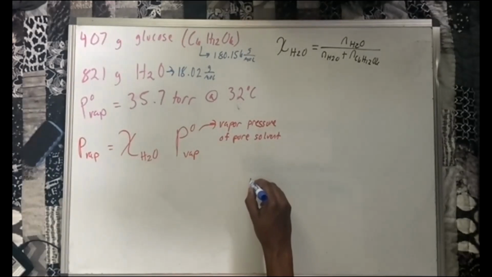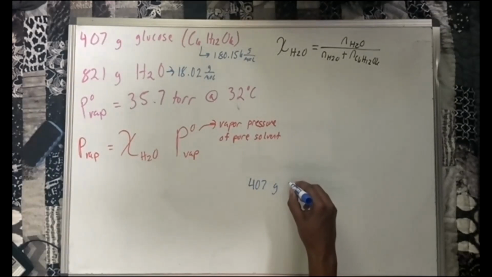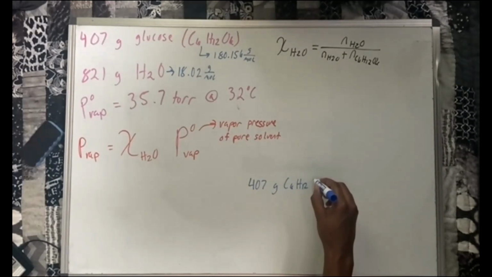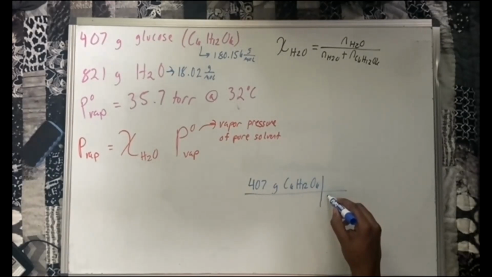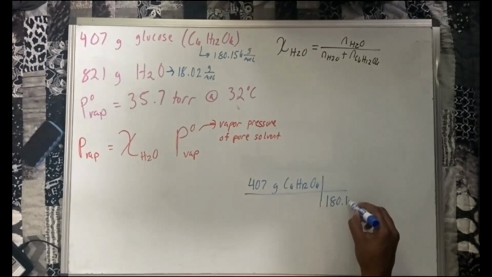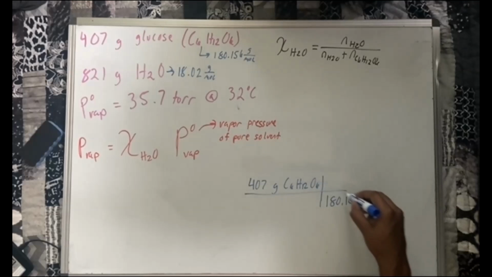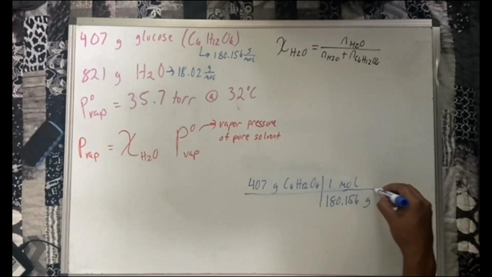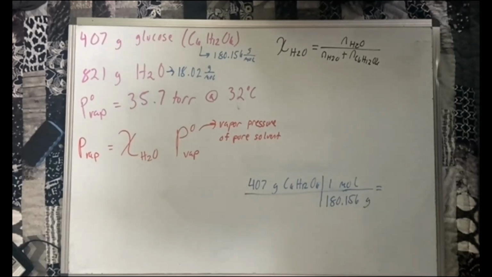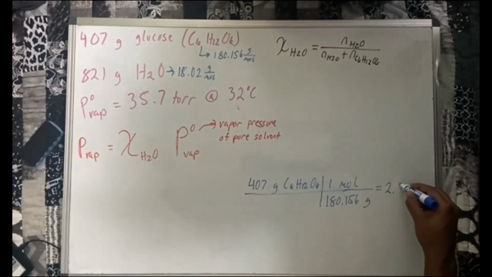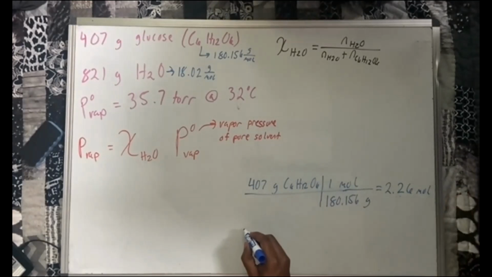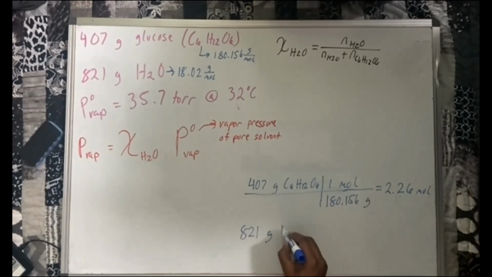So we have 407 grams of C6H12O6 for every 180.156 grams, you get 1 mole. So that's going to give us, keep 3, so 2.26 moles. And then for water, we have 821 grams of H2O.